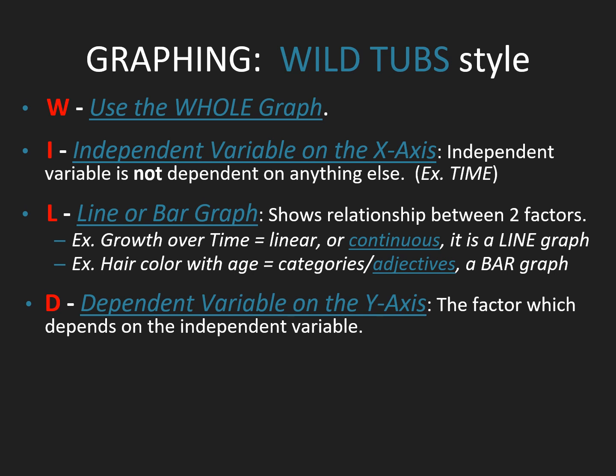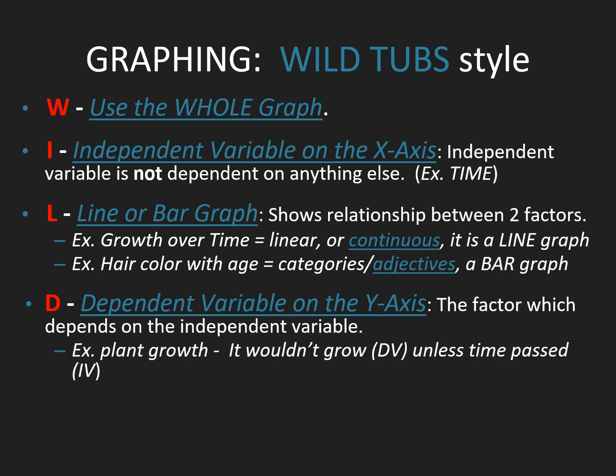So notice we've gotten through WILD, we have TUBS to go, but the ILD are probably the most important parts of your graph. Figuring out what's your independent, what's your dependent variable, putting them in the correct places, and then figuring out what's the correct way to display them. This is what I've tried to give you the most practice with in some of our experimental design worksheets, but this is definitely something you want to make sure that you have a good grasp on before moving on to the next parts of your graph. So let's get into our TUBS section.